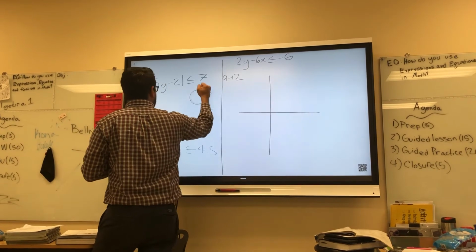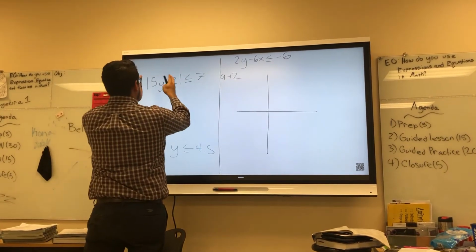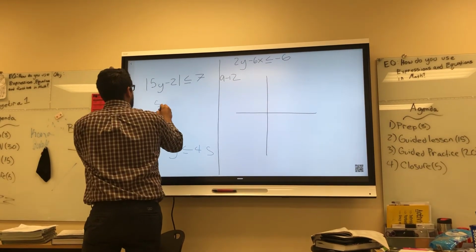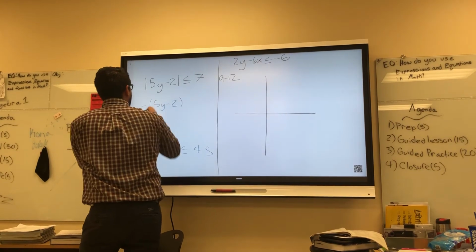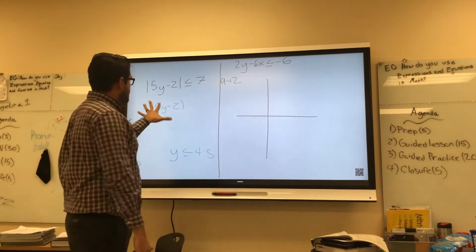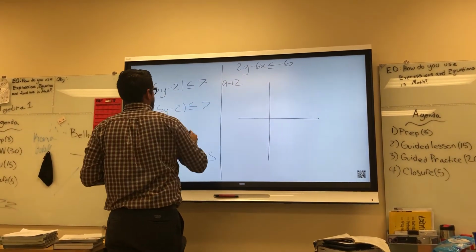I'm going to do the same exact thing, but I'm going to leave this answer with a negative on the outside, because this can come out to negative. 5y minus 2 can be a negative answer, but when I do the absolute value, it comes back to be positive. So this is an option to make 7. So this is less than or equal to 7.